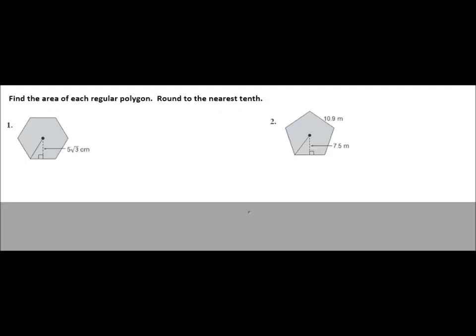Okay, so example number 1. My first step is to figure out what the angle measure is here. So we first need to figure out what the whole angle measure is and then cut it in half. Well, we have 1, 2, 3, 4, 5, 6 sides. So we have 180n minus 360, where n is 6. So 180 times 6 minus 360 gives us 720 degrees for all of the angle measures.